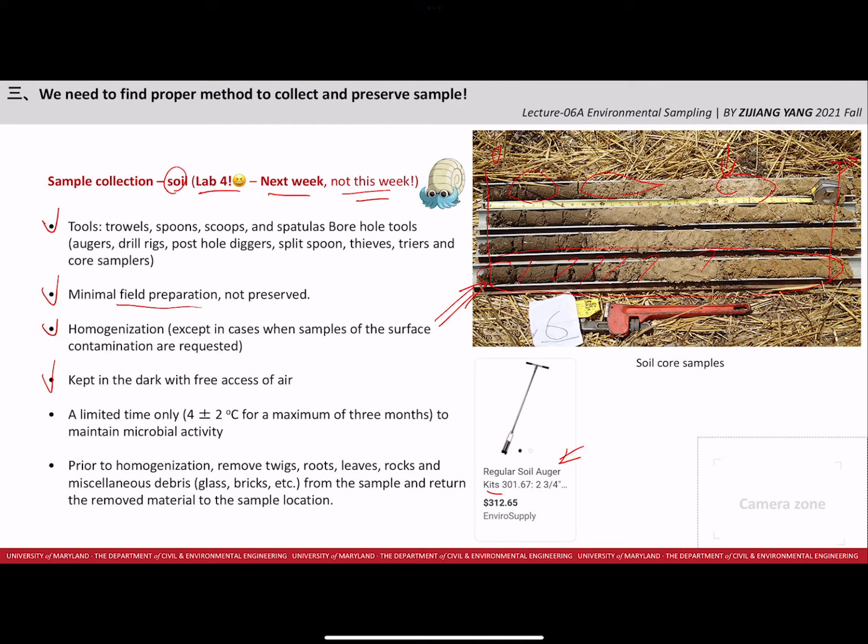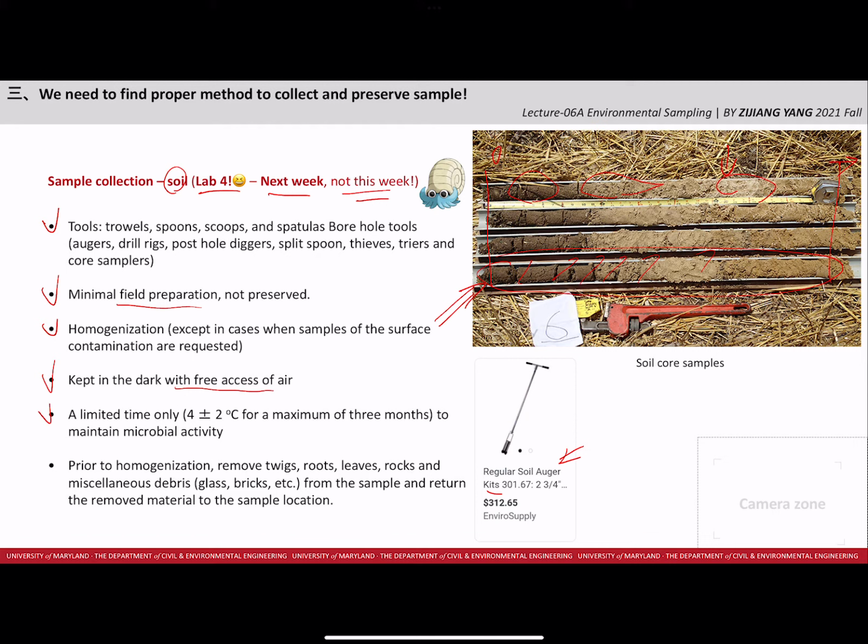And soil is usually kept in the dark or frozen with free access of air. Again, if we take it from the parent source and change its environment, then it will reach a new equilibrium. So the composition may change.